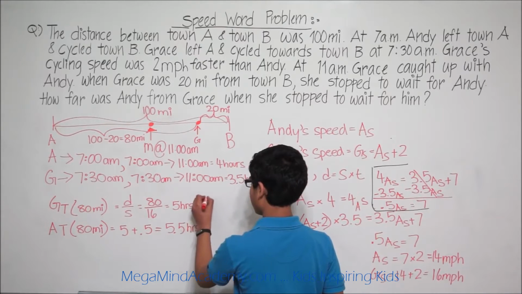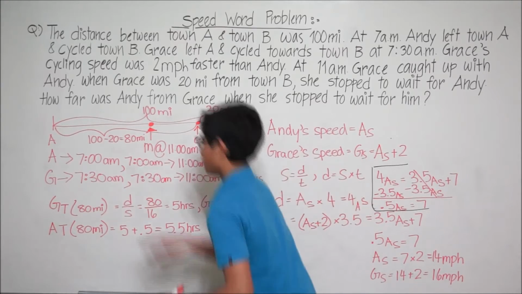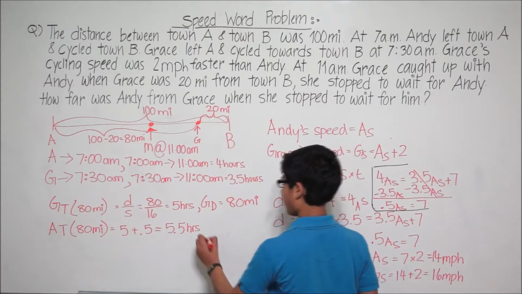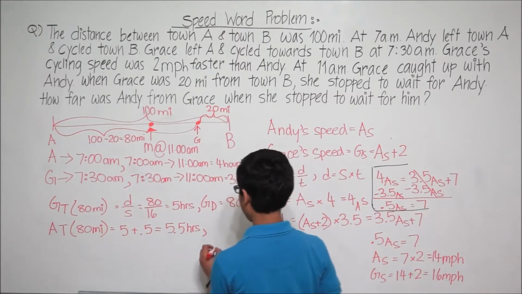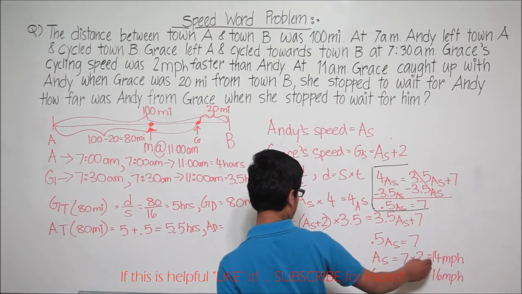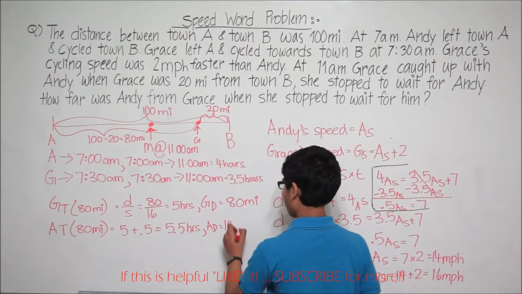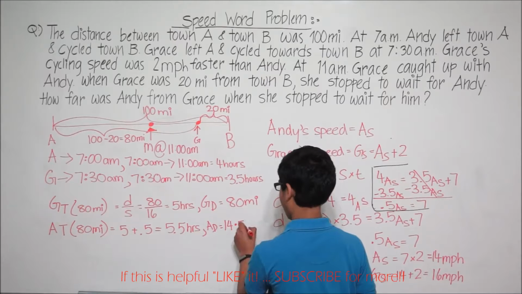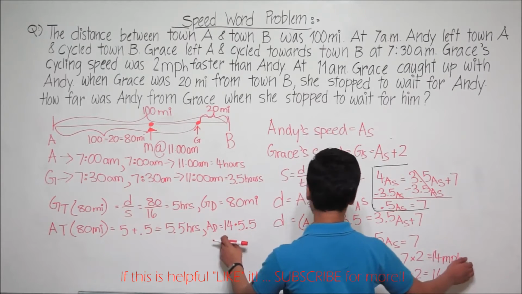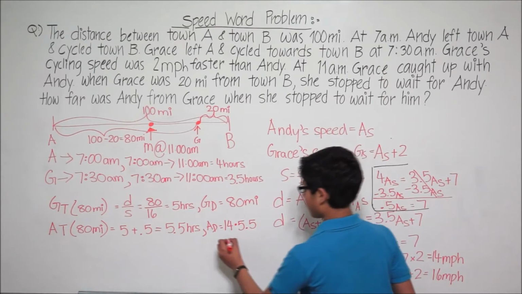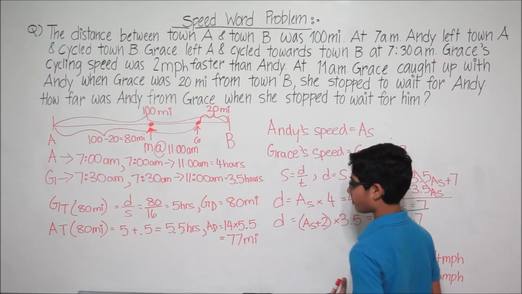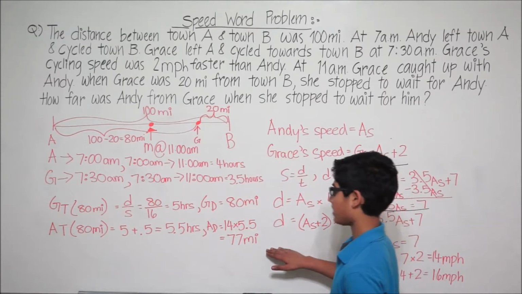Now let's find Grace's distance. So the distance Grace traveled so far, we know, is equal to 80 miles. And let's find Andy's distance. So Andy's distance is equal to the speed times the time. And we know that the speed is equal to 14 miles per hour times the time, which is 5.5 hours, is equal to 77 miles. So Andy's distance is equal to 77 miles that he traveled.